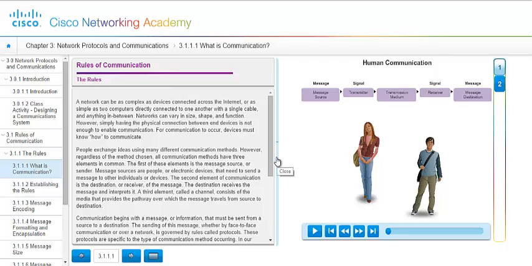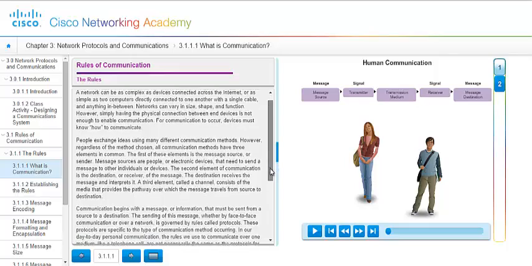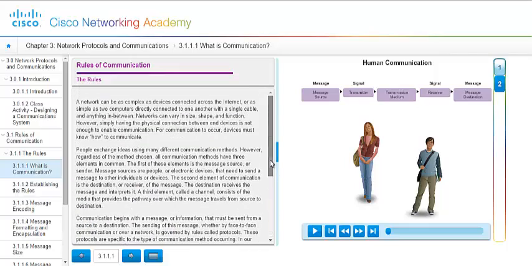There are certain rules for communication that need to be followed, and that's true with personal conversations that you have with each other face to face. It also goes with communication between device and device. If you're using the e-resources, you can watch this short demonstration that shows you how humans communicate.